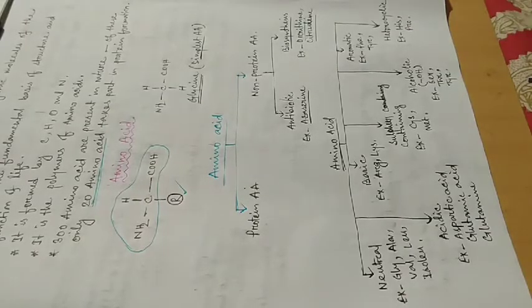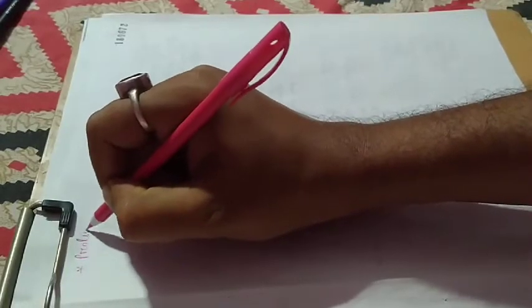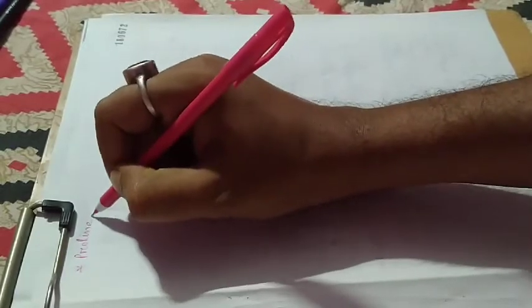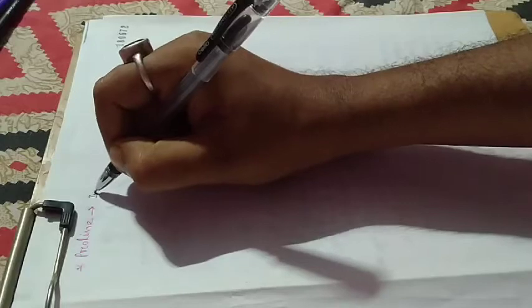Heterocyclic amino acids are those amino acids which have the nitrogen in their ring structure. Okay. You must remember that proline is a heterocyclic amino acid, because it contains an imine group, NH.